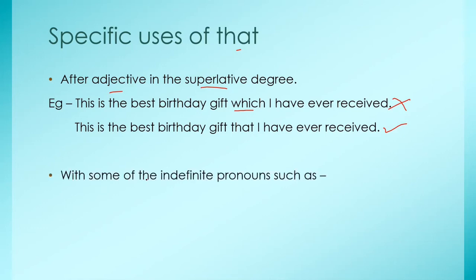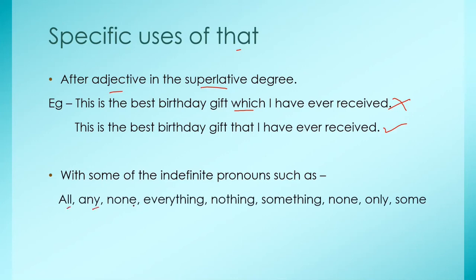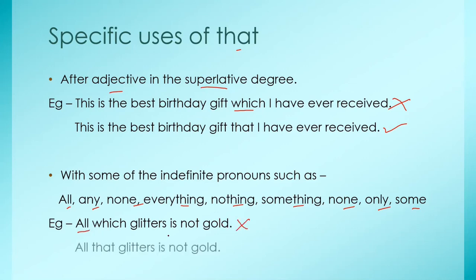Second, with some of the indefinite pronouns such as all, any, none, everything, nothing, something, only, some, etc. Example, all which glitters is not gold. This sentence is wrong because for indefinite pronouns like all, we use that, not which. So the correct sentence will be, all that glitters is not gold.